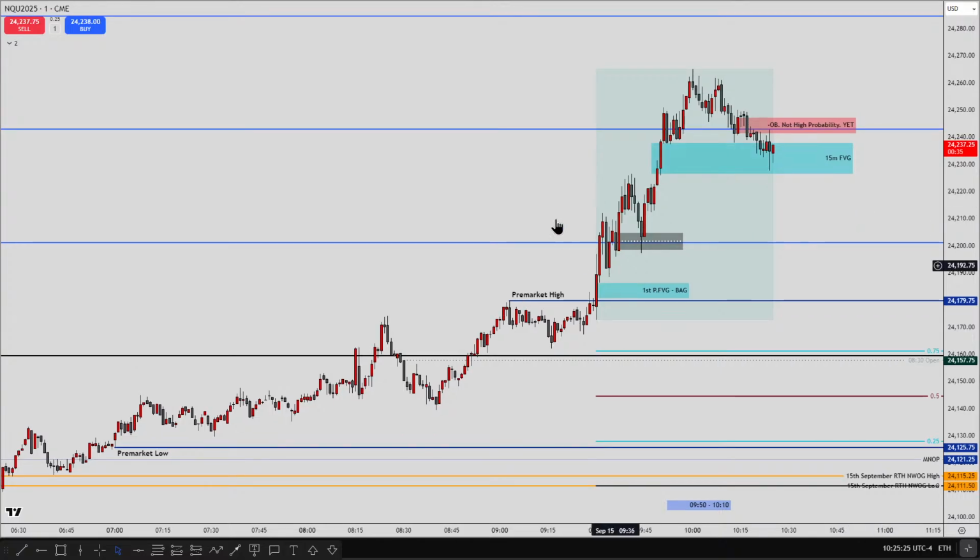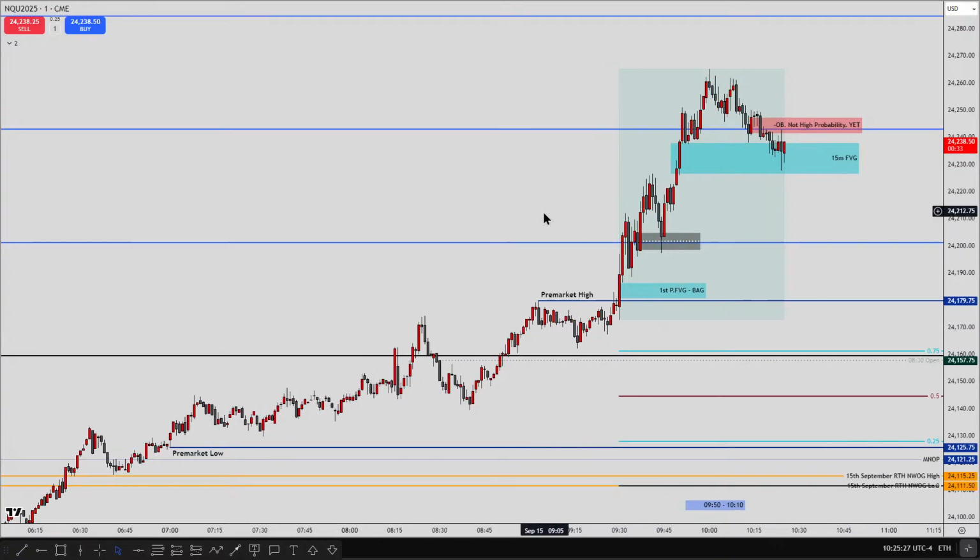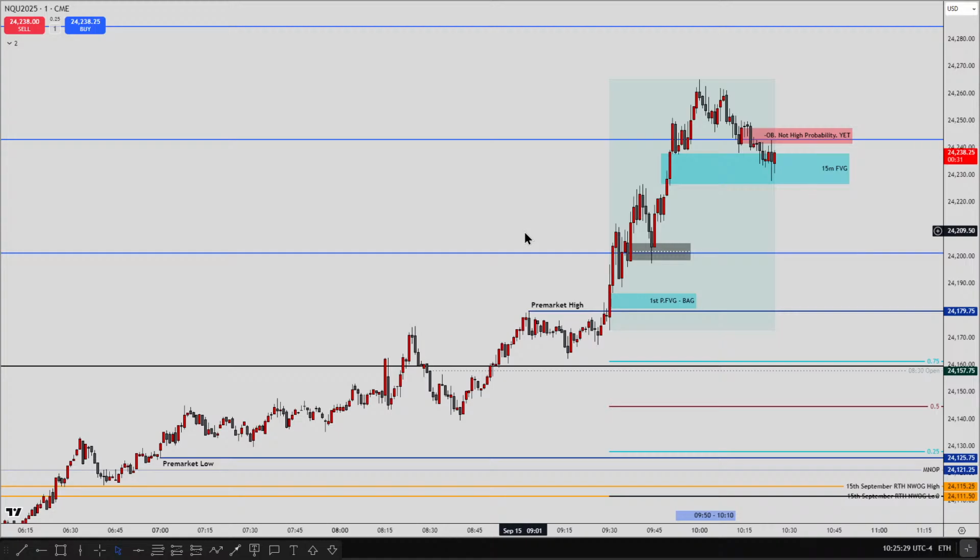Anyway, you're not looking for trades before 2:50 a.m. You're just looking at anything post that. Yeah, but the kill zone is 2 a.m. to 4 a.m. and then extended to 5 a.m. if there's no move between that 2 to 4 a.m. window.